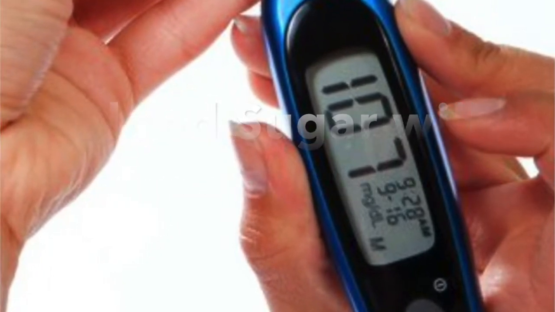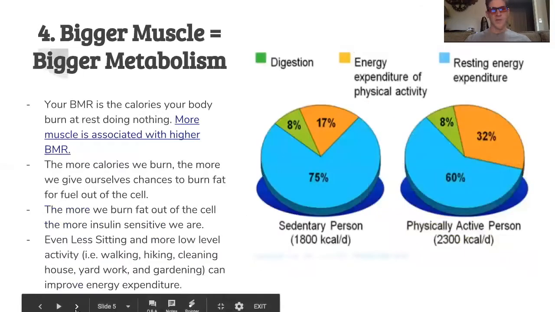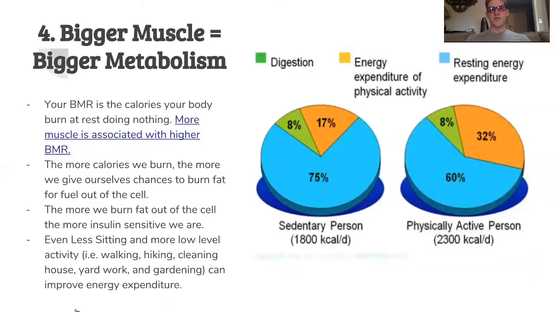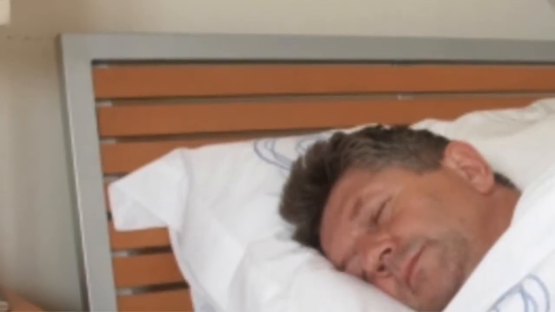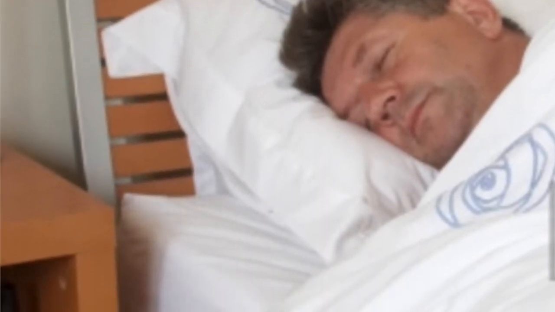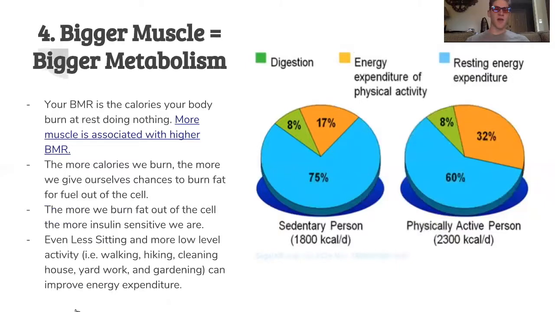Now, that brings us around to number four. The bigger the muscle, the bigger the metabolism. So understand what your BMR is. Your BMR is the amount of calories that you burn doing nothing at all. Laying in bed, how many calories you expend is your BMR, and that stands for basal metabolic rate.